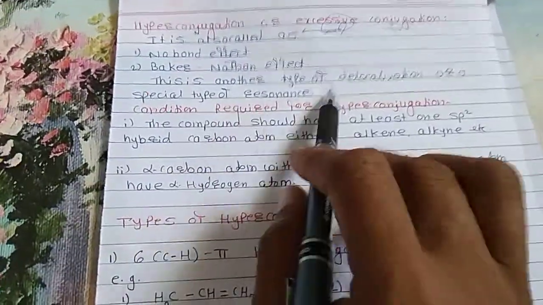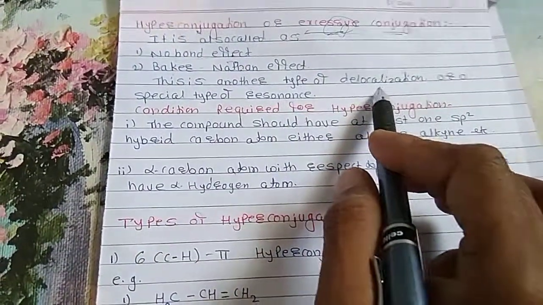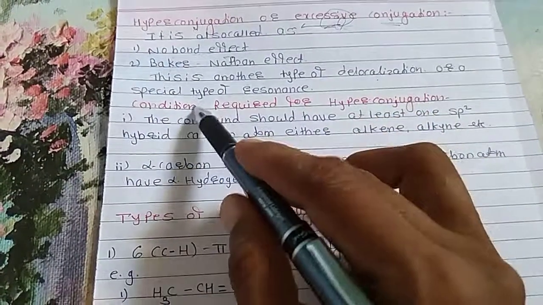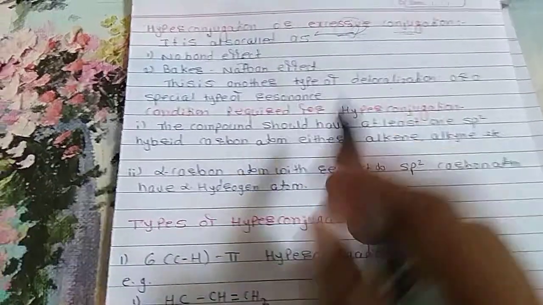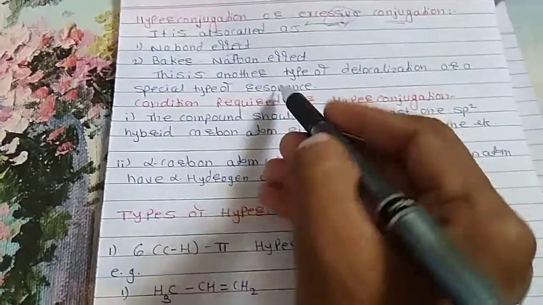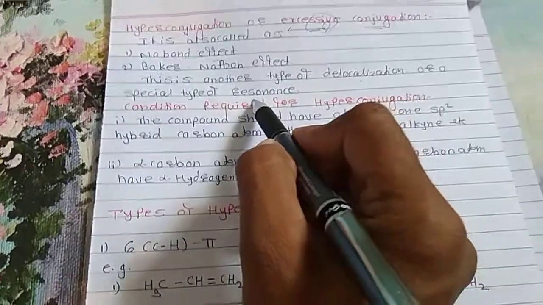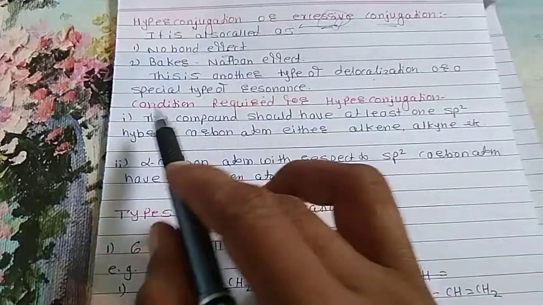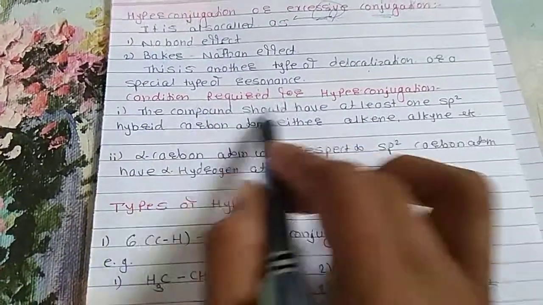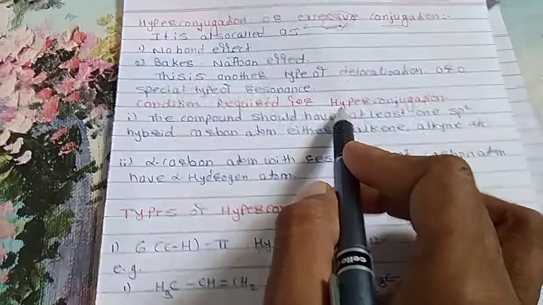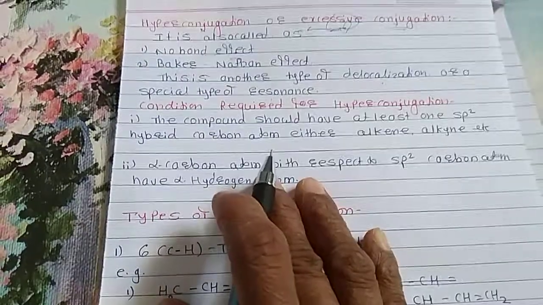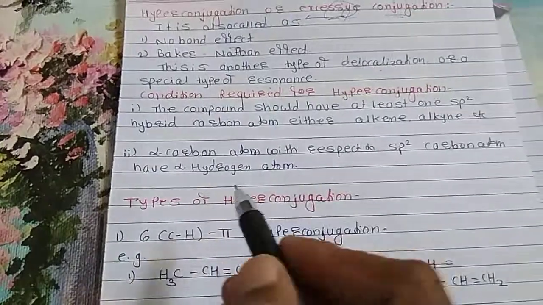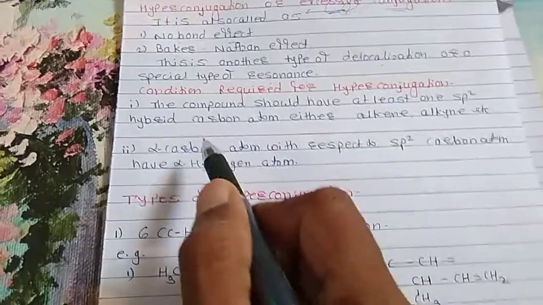This is another type of delocalization. Delocalization takes place here, and it is a special type of resonance. So this is the general theme of hyperconjugation. Now we see the conditions required for hyperconjugation. What are the conditions required for any structure to show hyperconjugation?